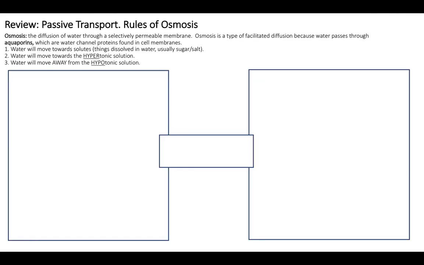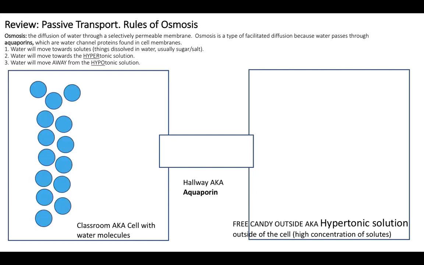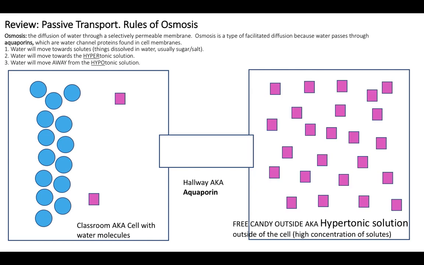So here, new scenario. The hallway is still an aquaporin. Now my classroom is a cell and it has water molecules in it. And then my students find out there is free candy outside. So there are my students, and there's the candy, all those pink boxes. Here are all my students. Within the cell, within my classroom, I always keep a little bit of candy, so there's going to be some candy distributed. But the students find out there is free candy outside, and there is a lot of it.